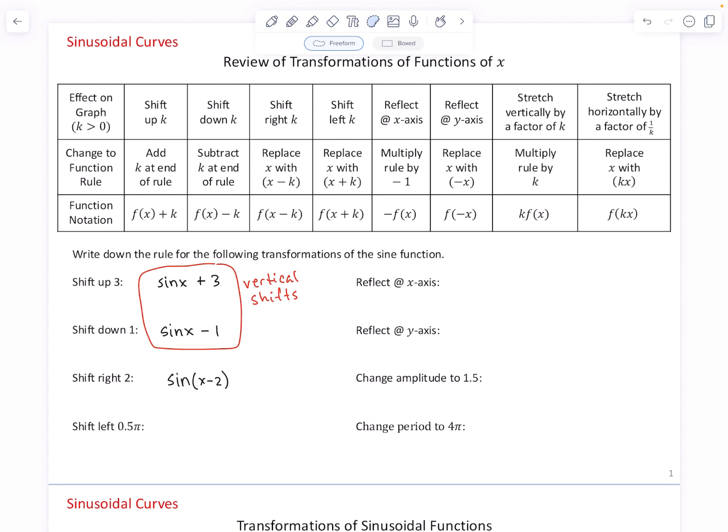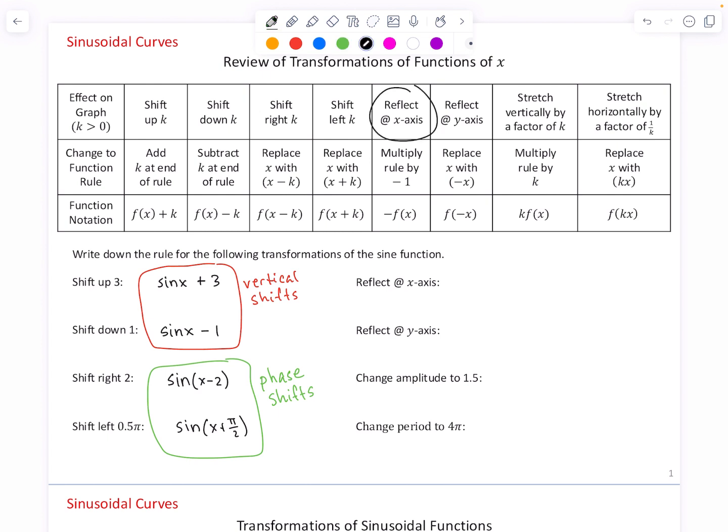If you want to shift left by any amount, then replace x with x plus k. So in this case here, if we want to shift left 0.5 pi units, then begin with sine of x, erase the x, replace it with parentheses, and in those parentheses, write x plus 0.5 pi, which is the same thing as pi halves. So we could just say x plus pi halves. When you take a sinusoidal curve and shift it left or right, these are also called phase shifts or horizontal shifts.